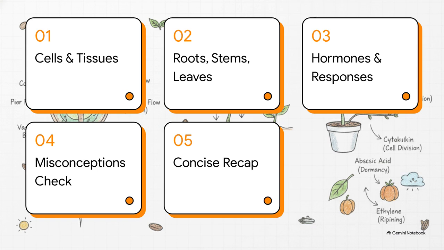Here's our agenda for today. First, plant cells and tissues. Second, roots, stems, and leaves. Third, plant hormones and responses. Then we'll do a quick misconception and formative check. And finally, wrap up with a concise recap.